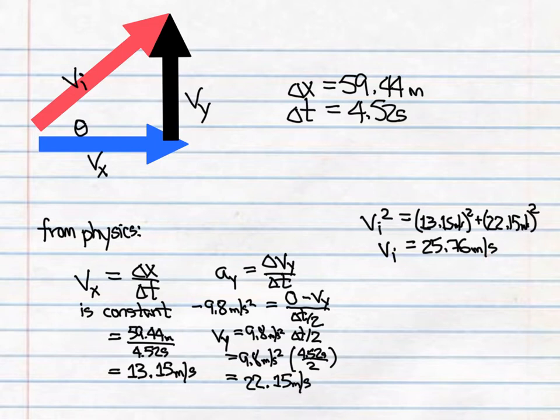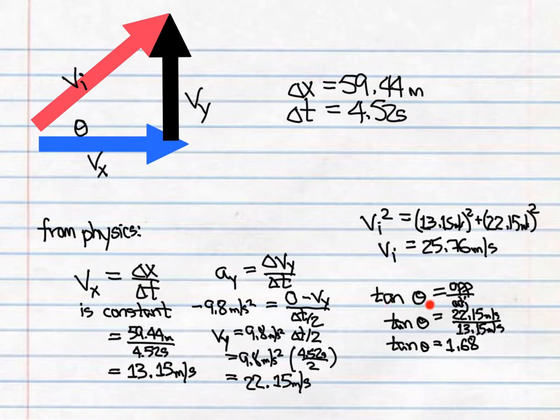Now for the angle. If I apply the definition of tangent, that's opposite over adjacent, or Vy over Vx. So 22.15 divided by 13.15 is 1.68, but that's the tangent of the angle. So to determine the actual angle, that means the angle is going to equal the inverse tangent of 1.68. Make sure your calculator is in degrees, and you'll get an angle of, 1.68 inverse tan, I got 59 degrees.